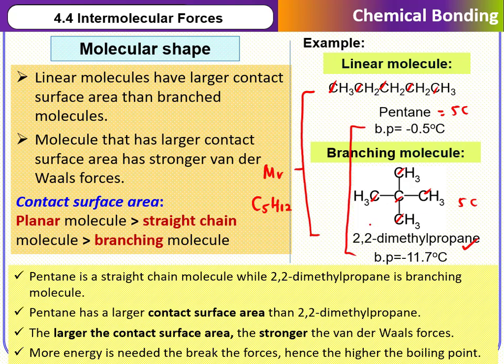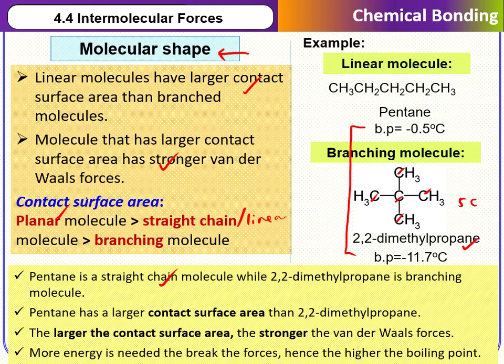Okay, when we refer to the molar mass of C5H12, the same molar mass must have the same boiling point, right? But why do they have different boiling points? This is due to the molecular shape. Okay, pentane has a linear shape or straight chain structure, a straight chain molecule. A linear molecule will have a larger contact surface area with stronger van der Waals forces. But when we compare a linear or straight chain shape with a planar molecule, what is the example of a planar molecule? It is benzene. Benzene is the example of a planar molecule.